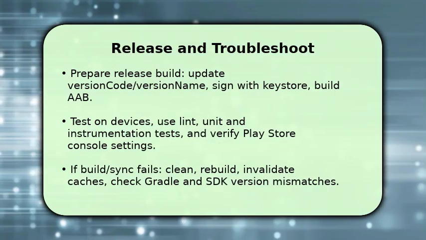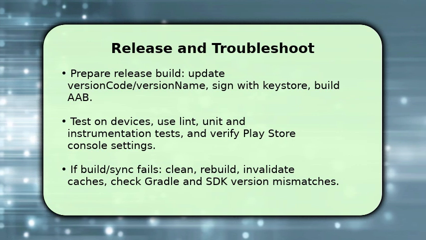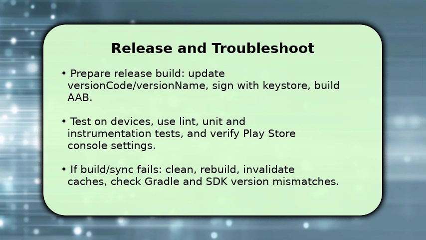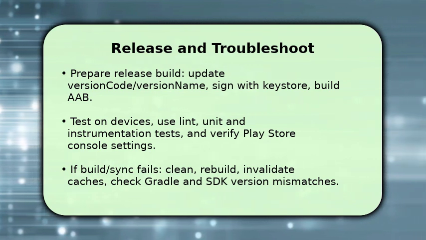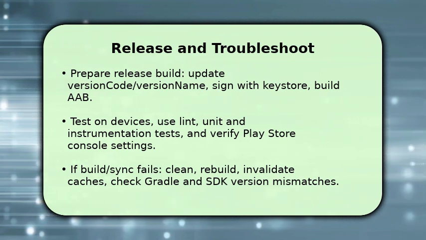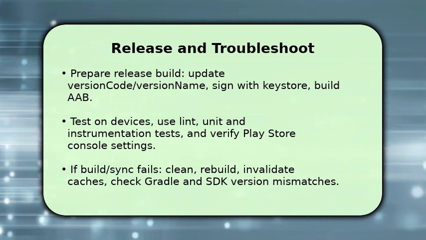You finish by preparing a release. Increment version code and version name, create and secure a signing keystore, then build an AAB for Play Store publication. Once done, run thorough testing across devices and use lint and instrumentation tests to catch issues early. Make sure Play Store listing assets and permissions are correct before uploading.